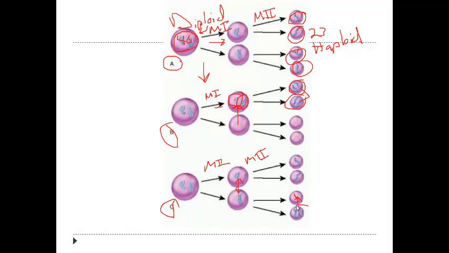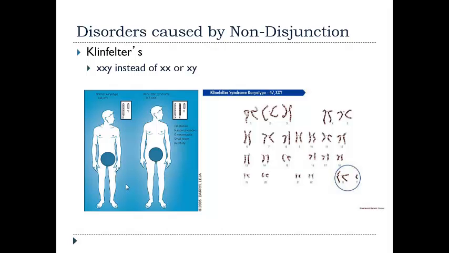So in this case, we have an extra chromosome in this cell, and that's going to make for genetic disorders depending on which chromosome it is. Because remember, we have 46. One disorder that can be caused by non-disjunction is called Klinefelter syndrome. In Klinefelter syndrome, we get an extra X chromosome ending up in the sex cell that's produced by meiosis.